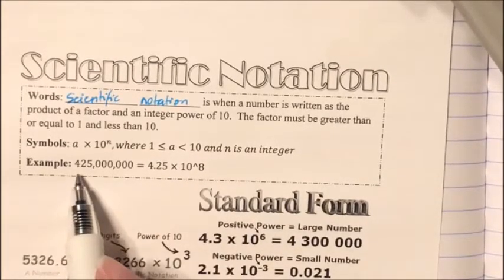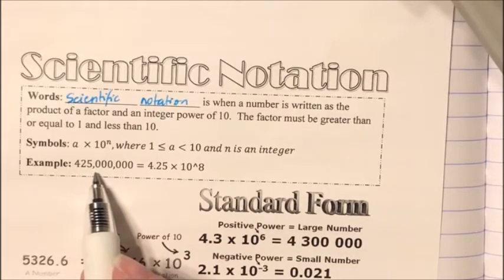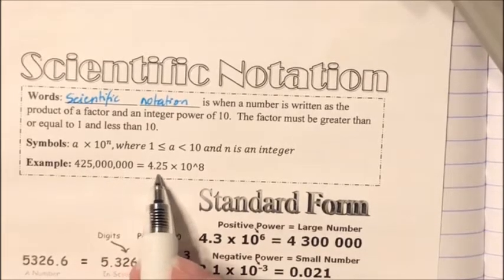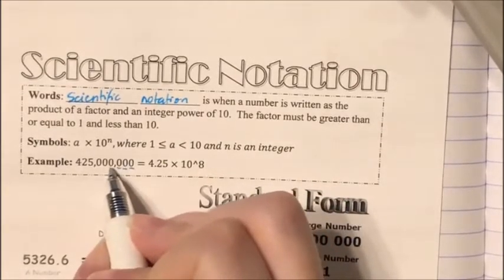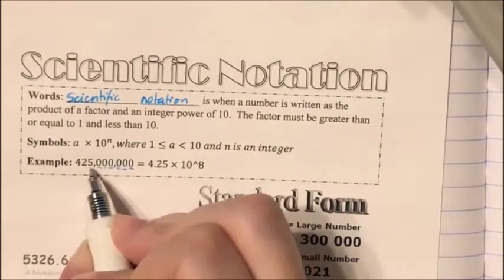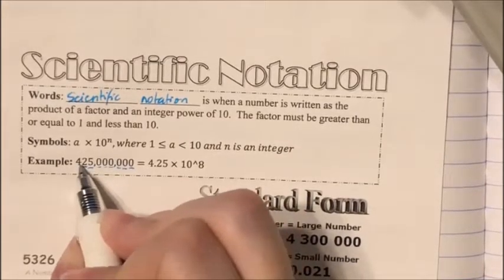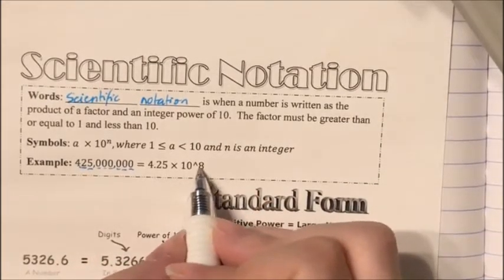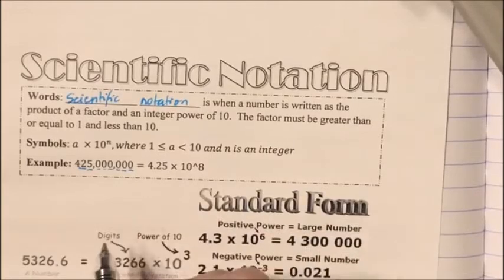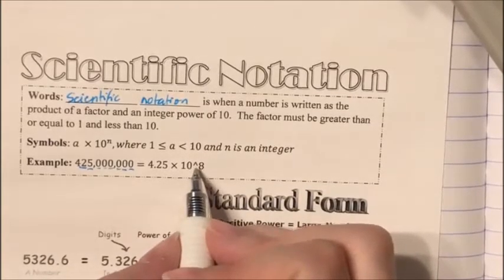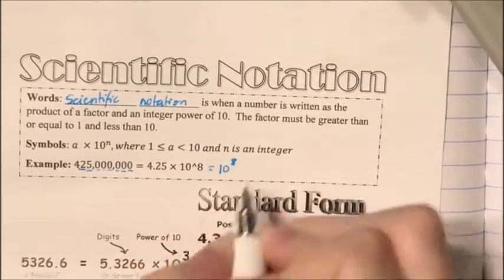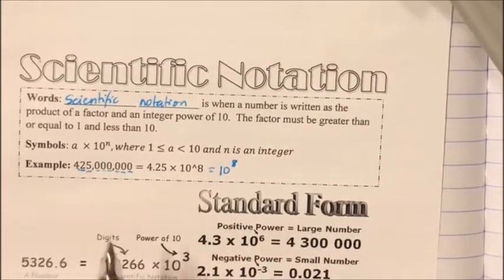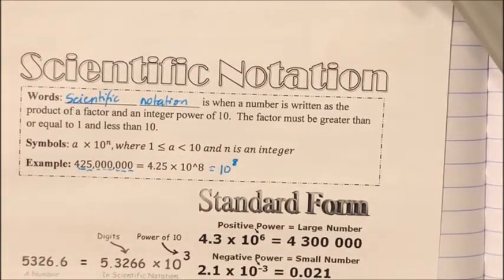So example, 425 billion can be written as 4.25, and then there are 8 zeros. 1, 2, 3, 4, 5, 6, 7, 8. So that's where I put my decimal, so that's why it's 10 to the 8th power. Okay? Sometimes you'll see that this is written as a caret form. This is the same thing as saying 10 to the 8th, like that. Okay? Just so you know.